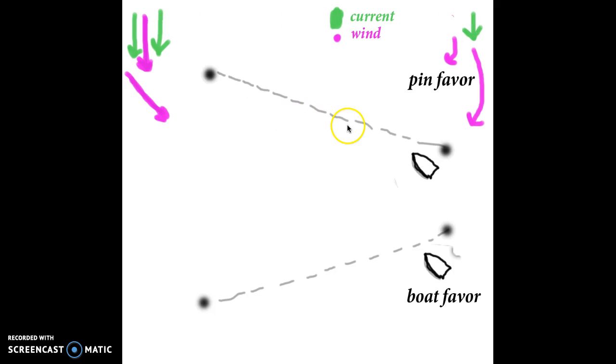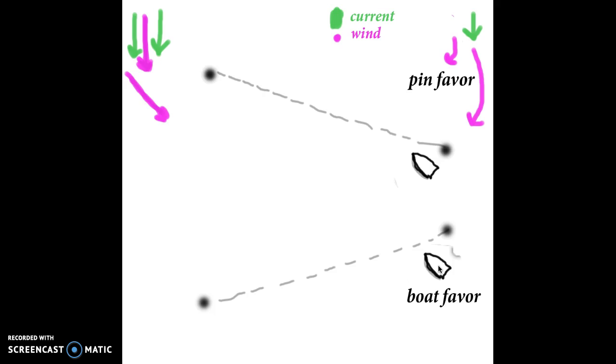The first thing we wanted to talk about in the debrief was these two starting lines, a pin-favored starting line versus a boat-favored starting line, and how the characteristics determine how you will approach them and how your boat accelerates toward them. So we have a boat at the pin end favored starting line and a boat at the boat end favored starting line.